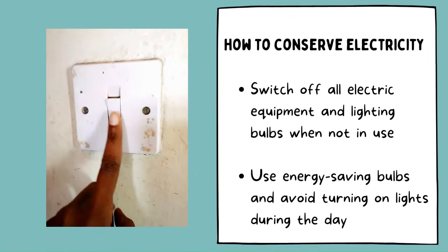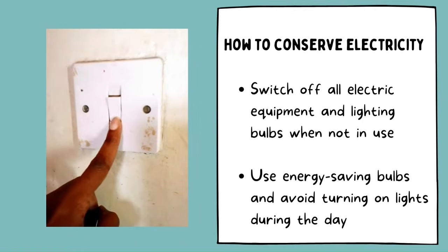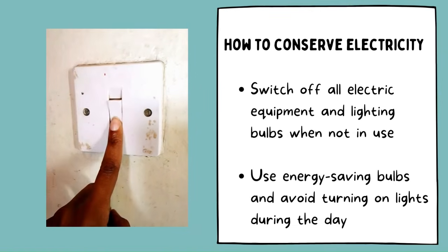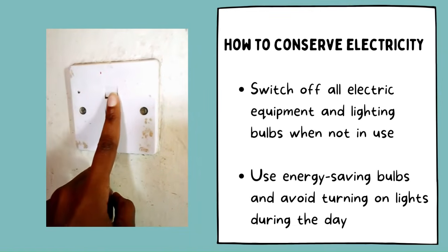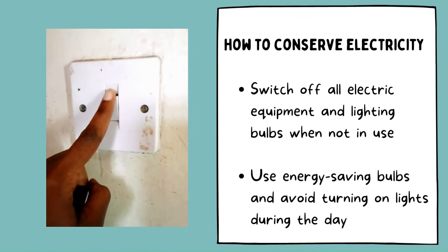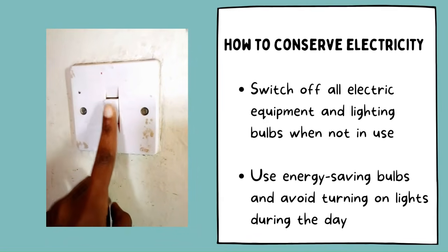How do you conserve electricity? First, switch off all electric equipment and lighting bulbs when you're not using them. Secondly, use energy-saving bulbs and avoid turning on lights during the day. Those are the things you need to do to conserve electricity.